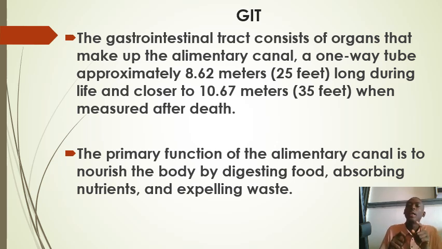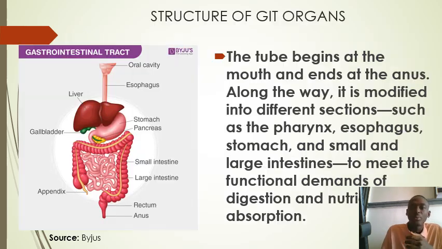The alimentary canal is approximately 8.62 meters during life, and it elongates after death to about 10.67 meters. The primary function of the alimentary canal is, one, to nourish the body by digesting the food that we take in, absorbing the nutrients from this food, and expelling the waste.